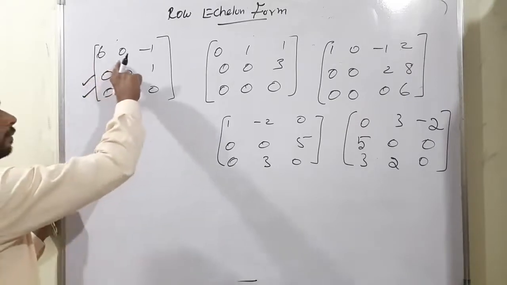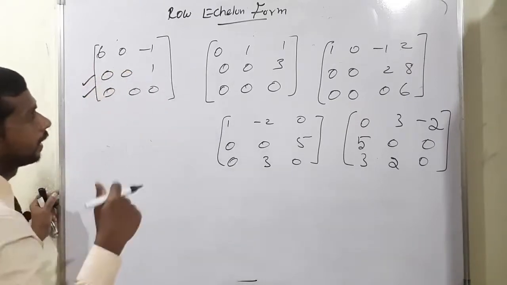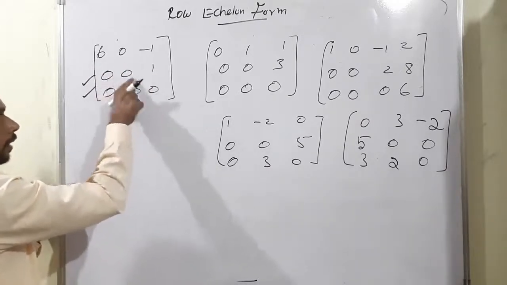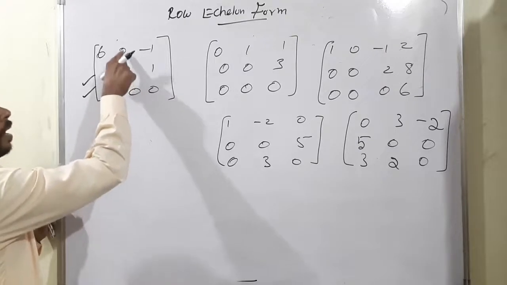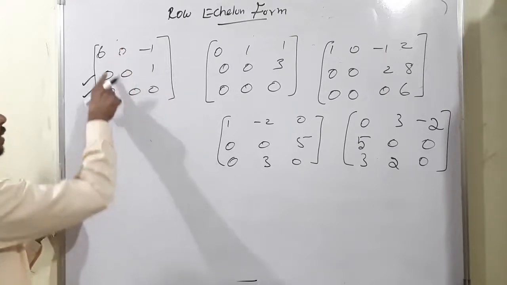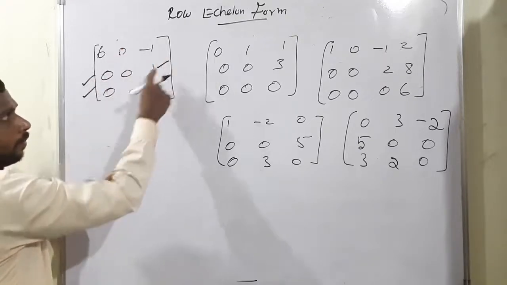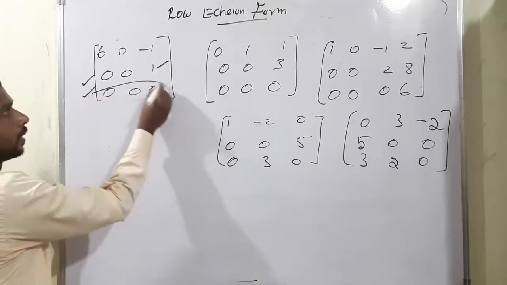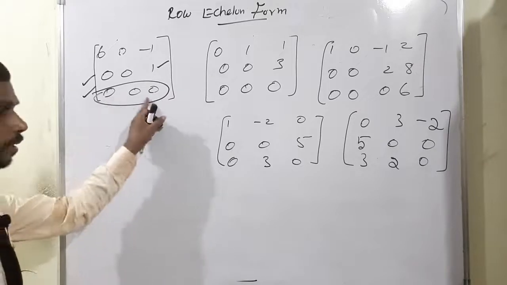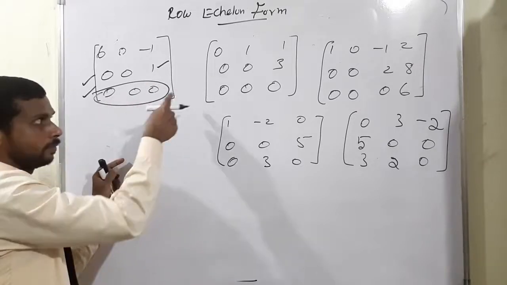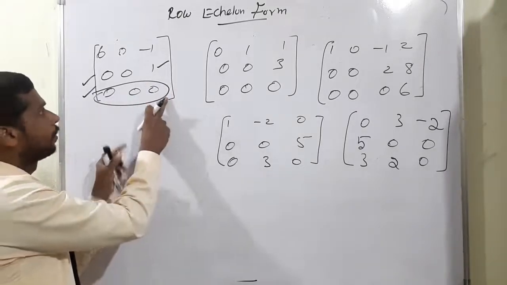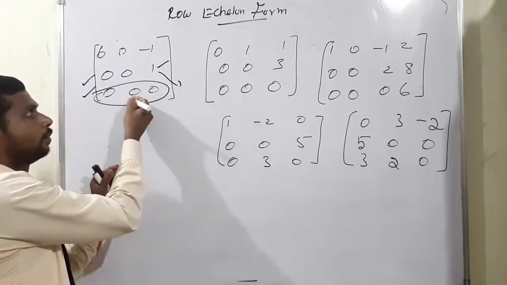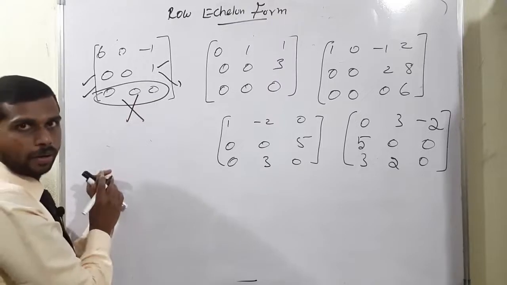Then, where the next non-zero digit starts, in the second row, there is no problem, because starting from the second term the whole row will be 0. The next non-zero digit, 1, starts in the third term only, and the terms under it will be 0. So definitely we can say the whole row will be 0. When the next non-zero digit starts in the third row, it should come only on the right side. If it comes to the left, then definitely it is not row echelon form.